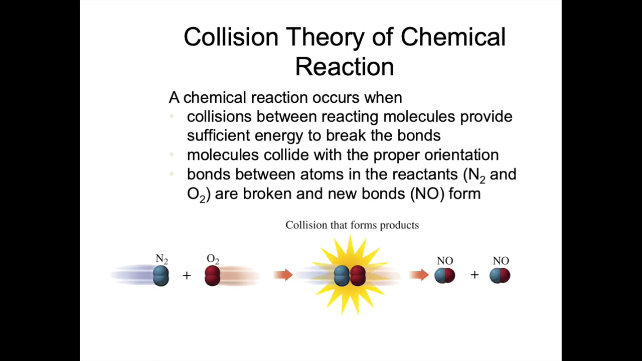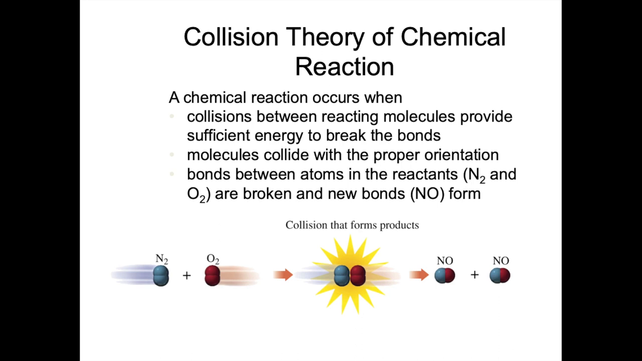First of all, the molecules have to collide in the right orientation. They have to hit each other the right way. Secondly, they have to hit each other hard enough. If they are not going to collide with enough energy, they just sort of bounce off each other. So those are the two requirements you need to have a successful collision.